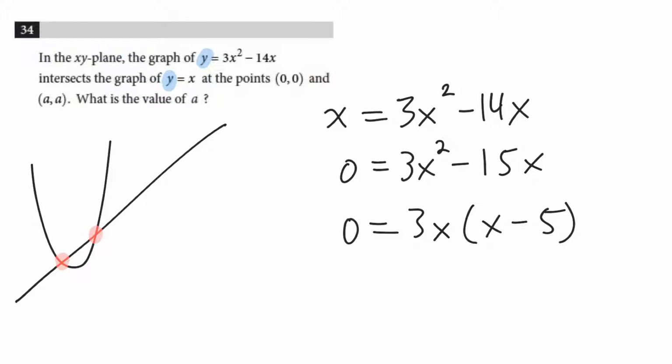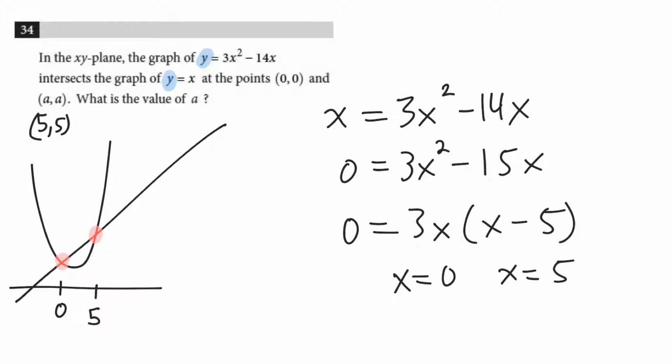Well, with these two factors, what makes 3x equal 0? Well, that's going to equal 0 if x equals 0. And then what would make x minus 5 equal 0? Well, when x equals 5. So we have an x value of 0, that would be maybe right here, and then we have an x value of 5. Well, we know that both points are a, so it's 5, 5. So a equals 5.